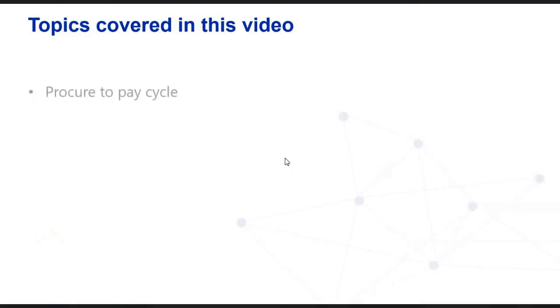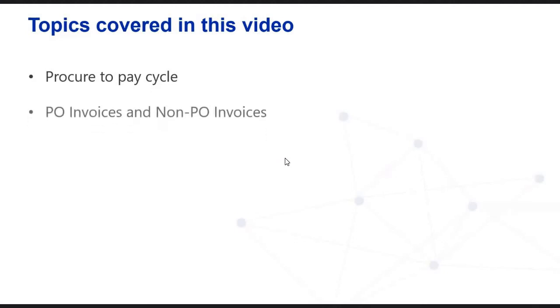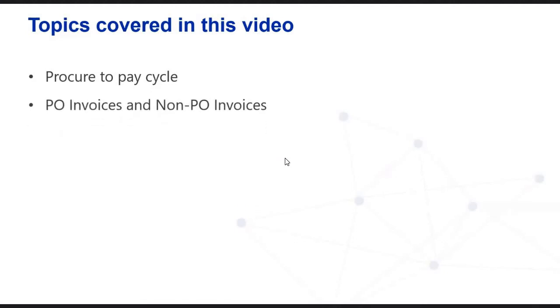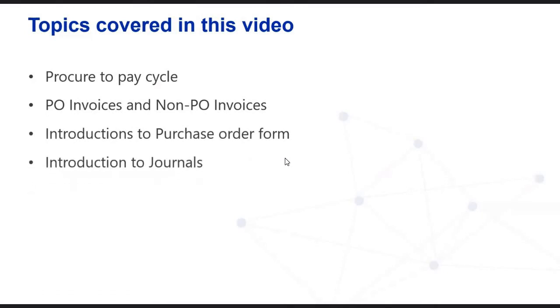In this video, I will introduce you to the Procure-to-Pay cycle. Then we will understand what PO invoices and non-PO invoices are, and why organizations do some non-PO invoices. PO here refers to purchase order, right? And then I will introduce you to the purchase orders form, and I will also introduce you to the journals form within the finance and operations application. Fine, so let us see now the procure-to-pay cycle.